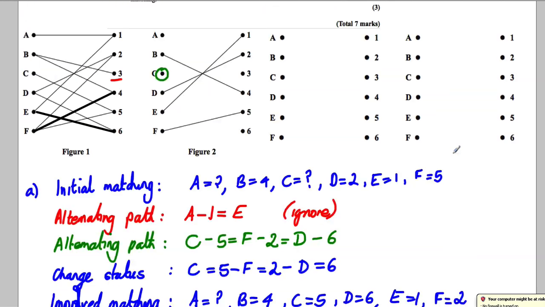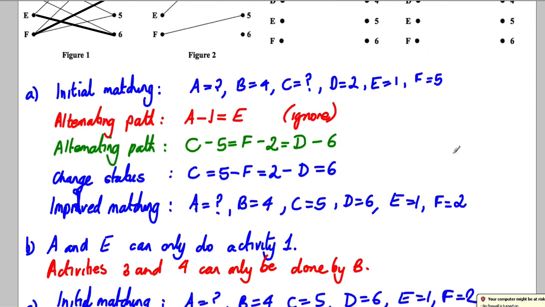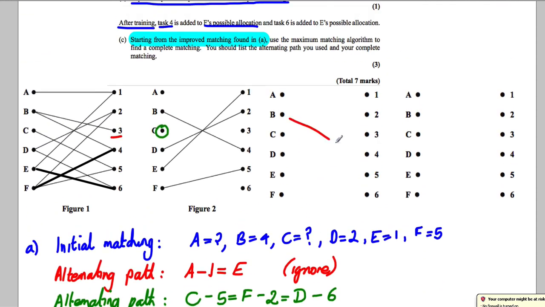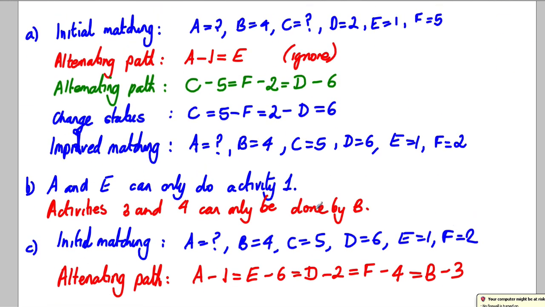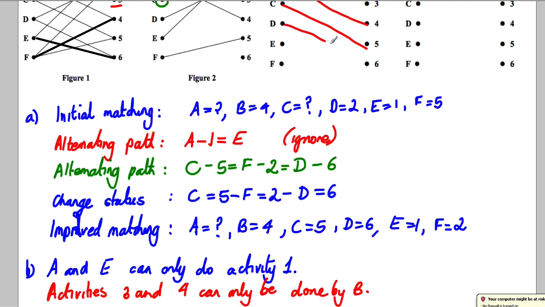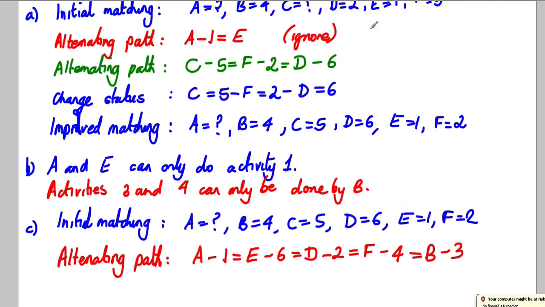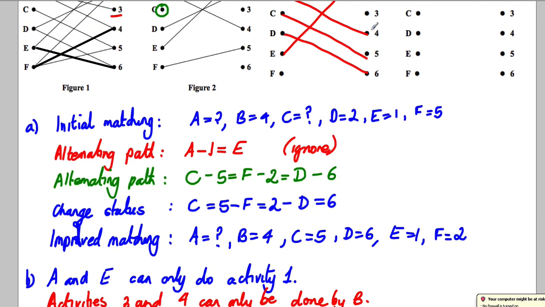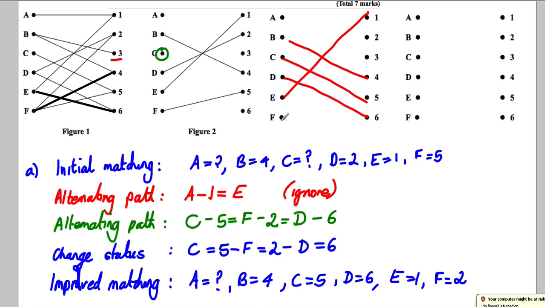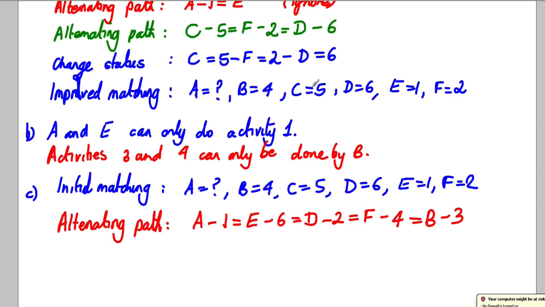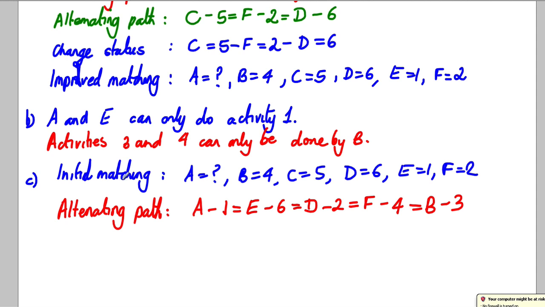Now some people might find it useful to draw in the initial matching up here to help. So B was 4, C was 5, D was 6, E was 1, and F was with 2. Some people find that useful because that way you know you've got to start at A and you've got to end at 3 there. That's your initial matching, but I can do it without doing that. So anyway, that's just our alternating path.